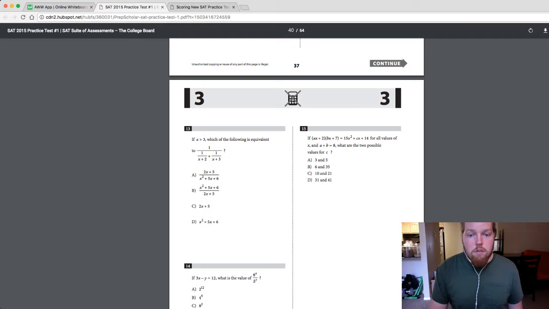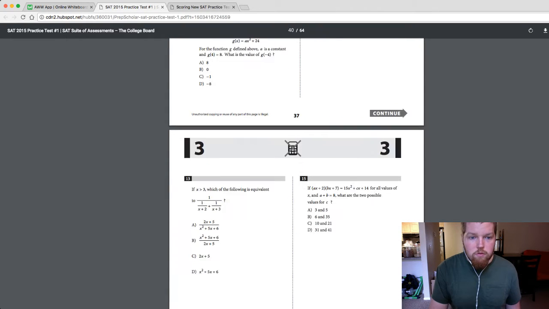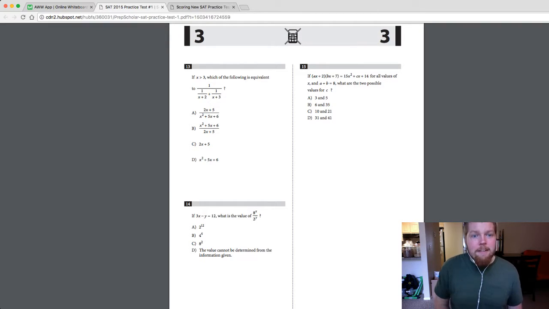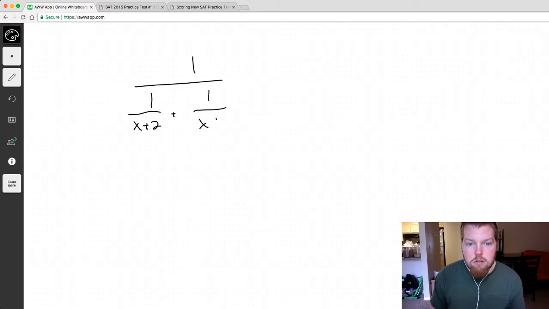So we solved problem 11 and 12, and we're on problem 13 now. So let's go. If x is greater than 3, which of the following is equivalent to this? And so if x is greater than 3, then one of the possible solutions has to be 4. So let's take our problem and write it down. 1 over x plus 2 plus 1 over x plus 3.